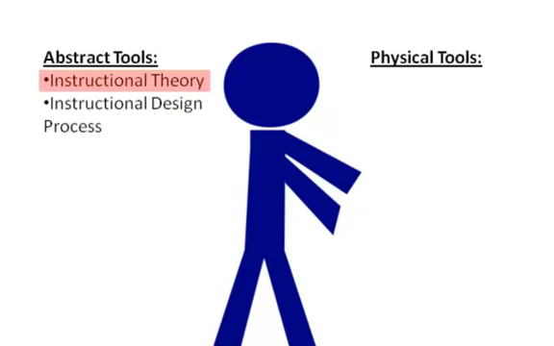Instructional theory is a compilation of a body of knowledge that lets us know what works in instruction. So there's a lot of research that's been done over decades. This research can be compiled and distilled down into key principles and key strategies for creating instruction that'll actually work and help students learn. And this is called instructional theory.